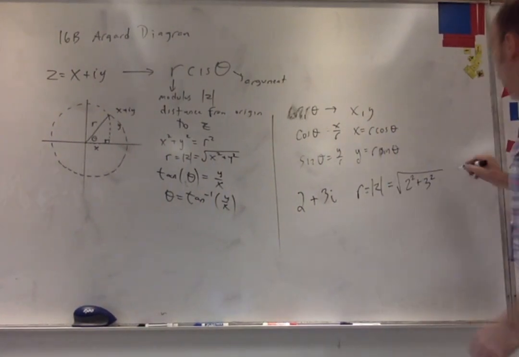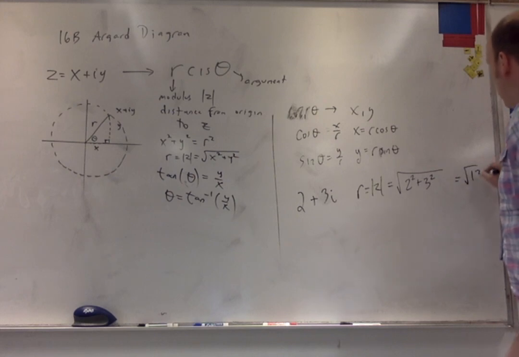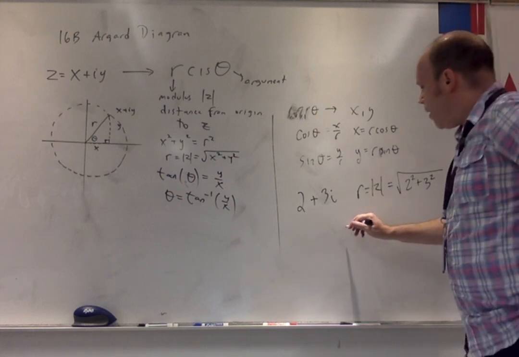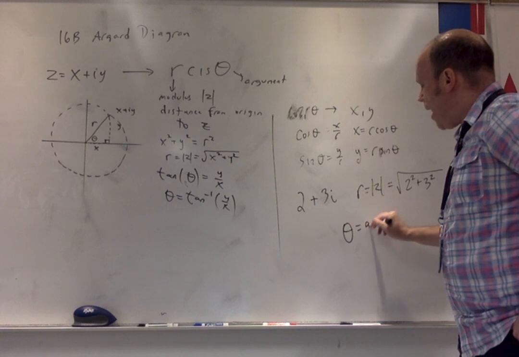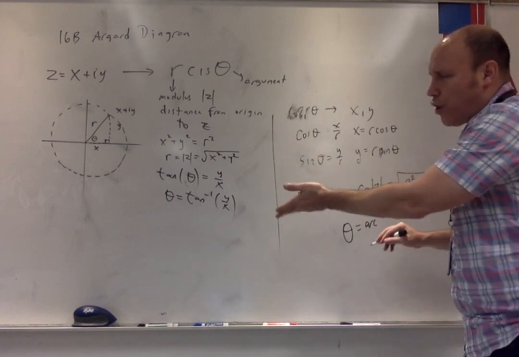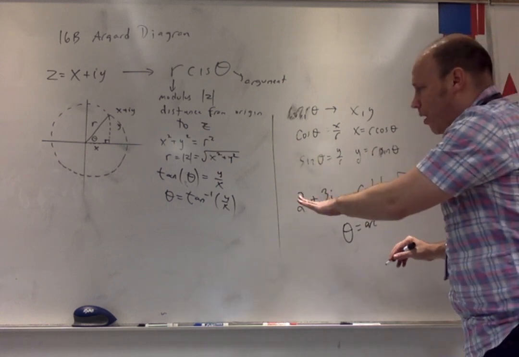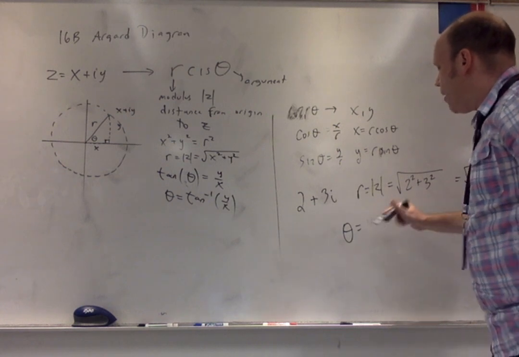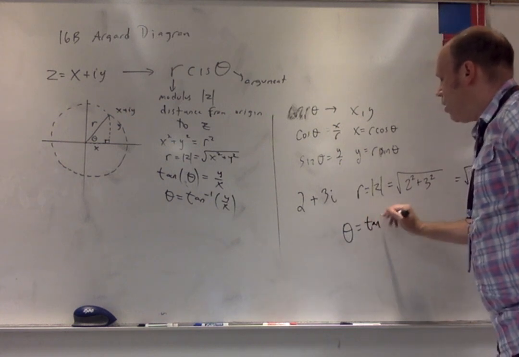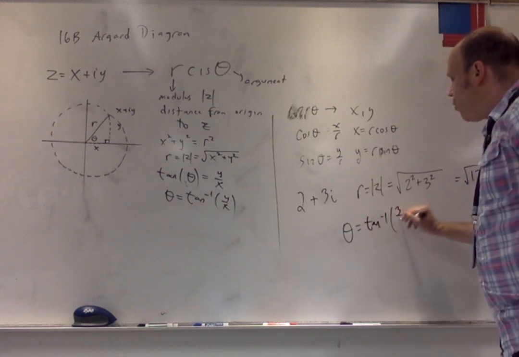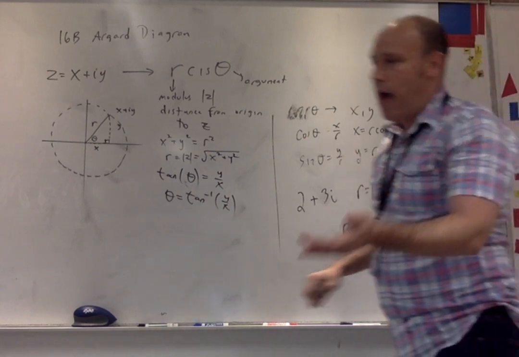That is the square root of 13. And then to find the argument, we know it's the arctan, or the inverse tangent. I keep mixing those two, but I really shouldn't. Let's just say the inverse tan of 3 over 2. And we can ask our calculator.